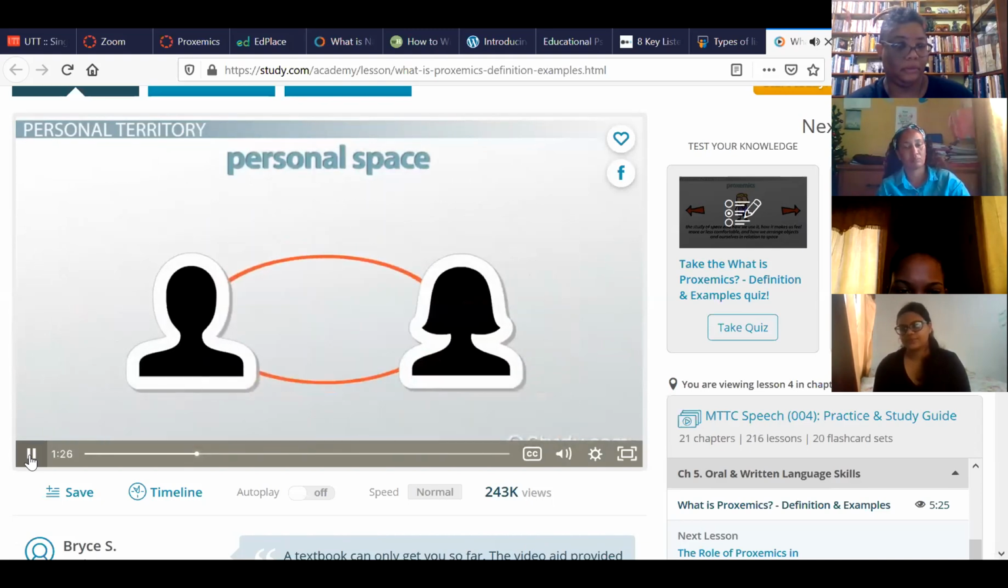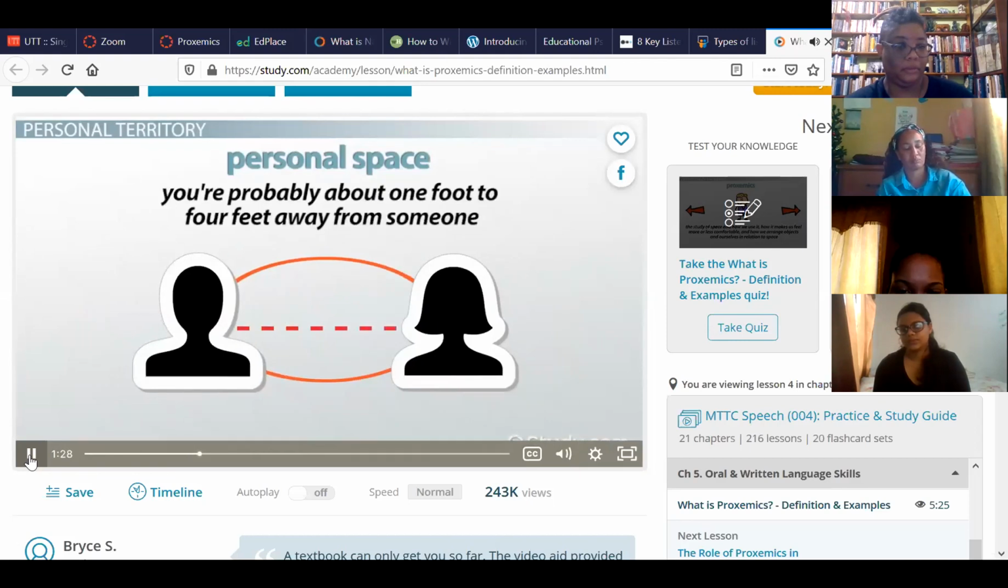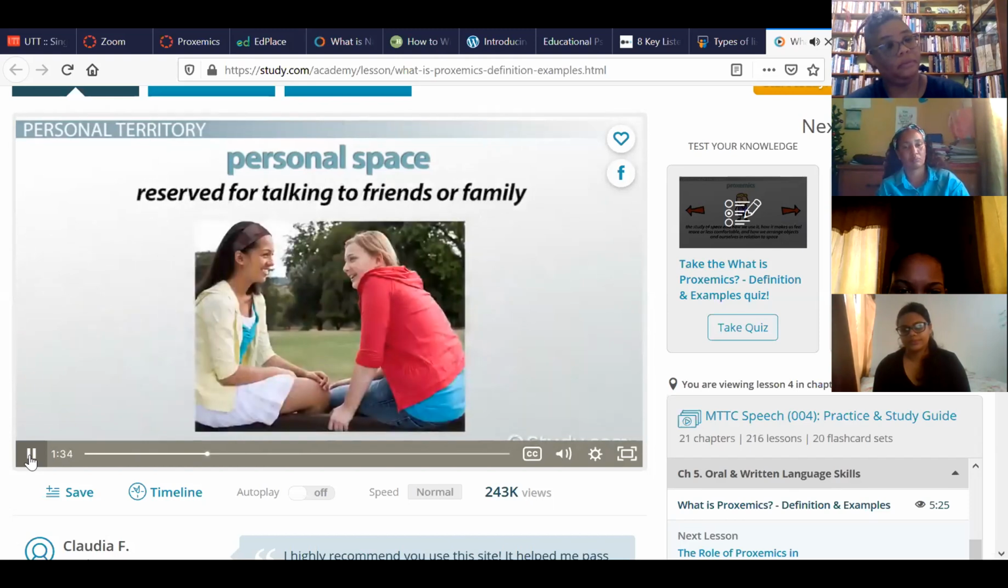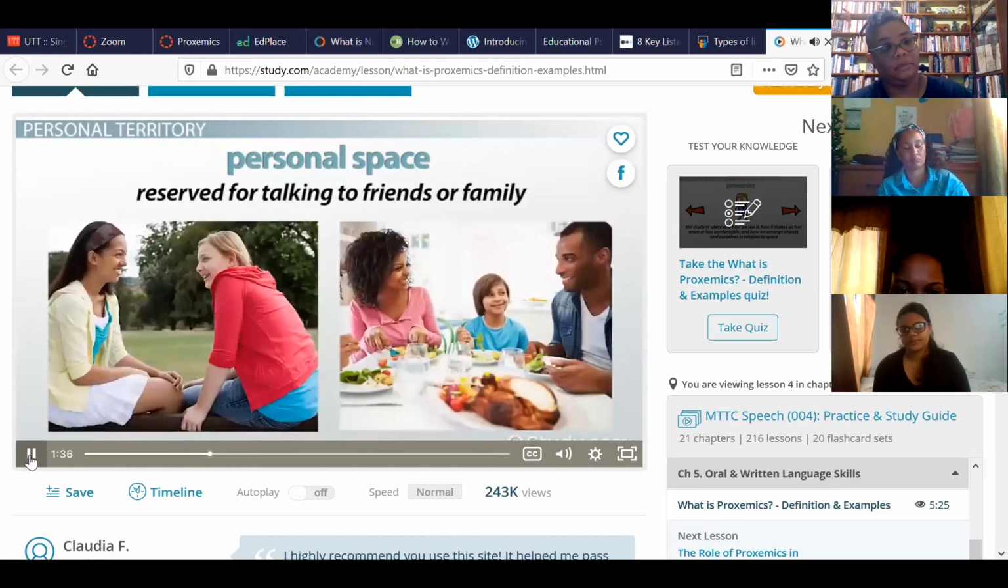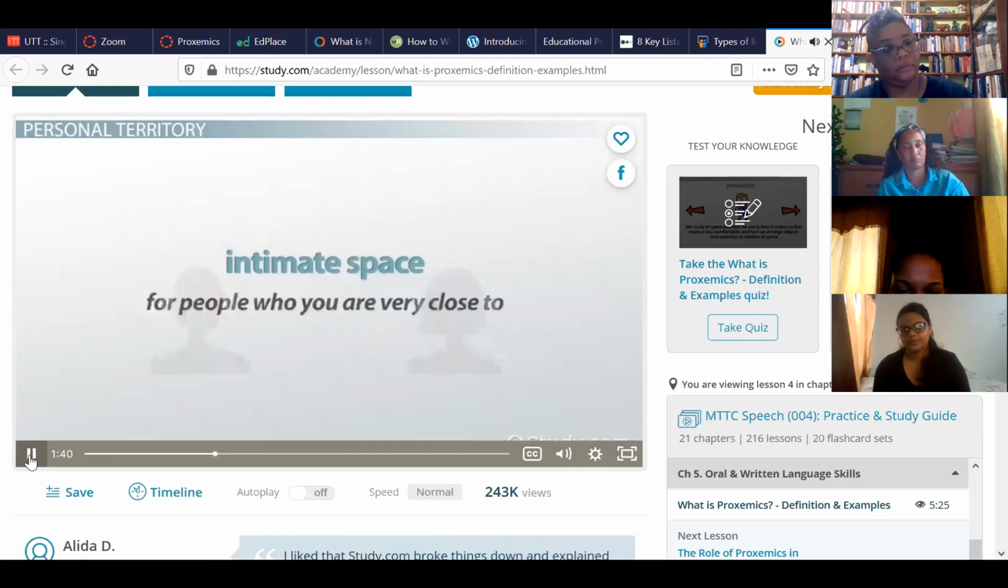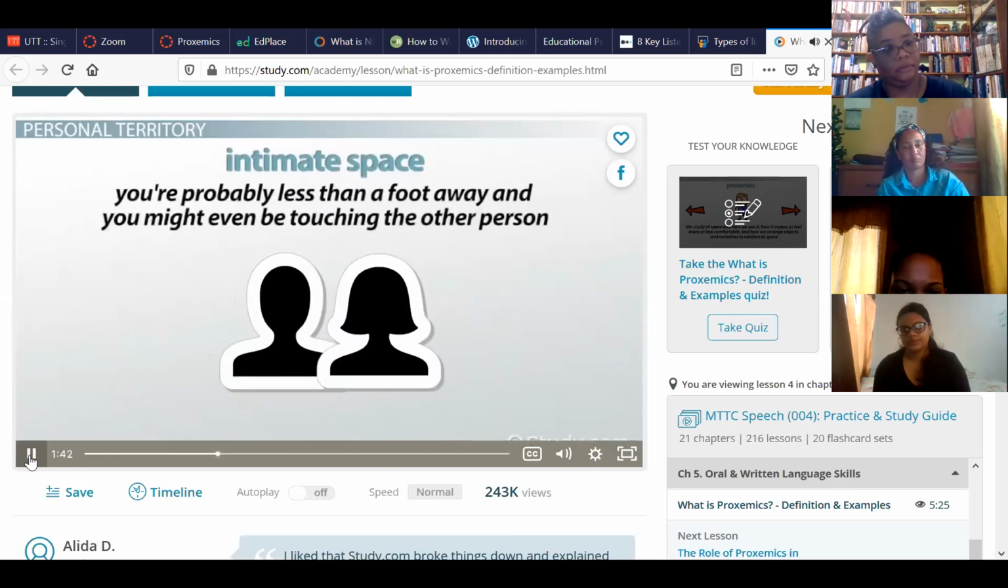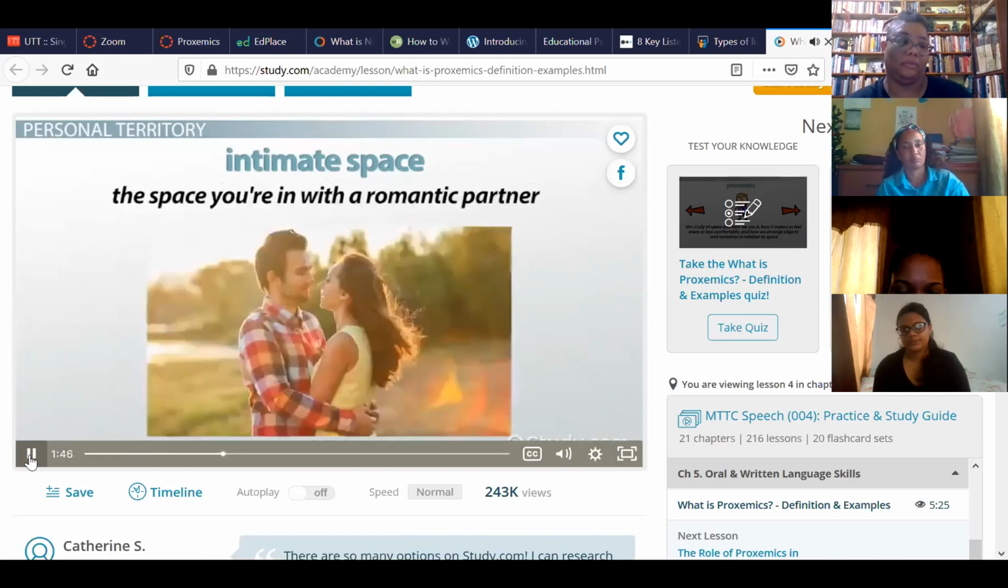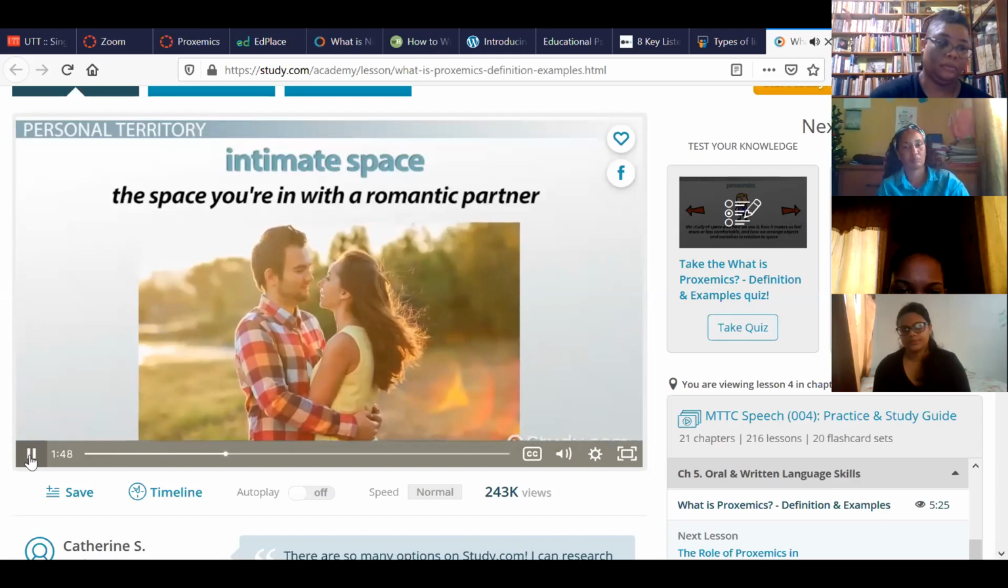Personal space is even closer. In this case, you're probably about 1 foot to 4 feet away from someone. This is reserved for talking to friends or family. Intimate space is for people who you are very close to. In this case, you're probably less than 1 foot away, and you might even be touching the other person. This is the space you're in with a romantic partner, for example.